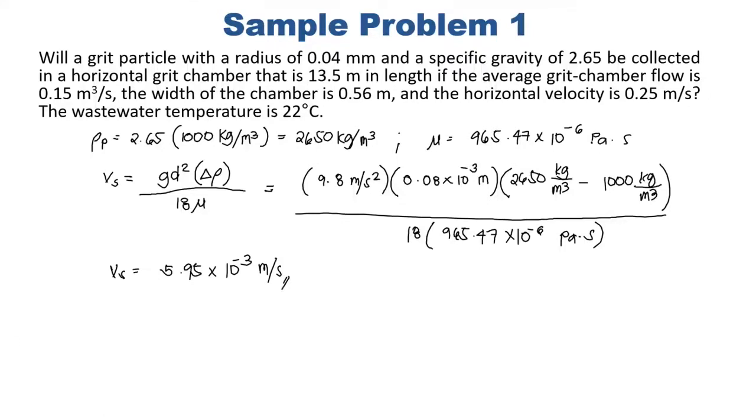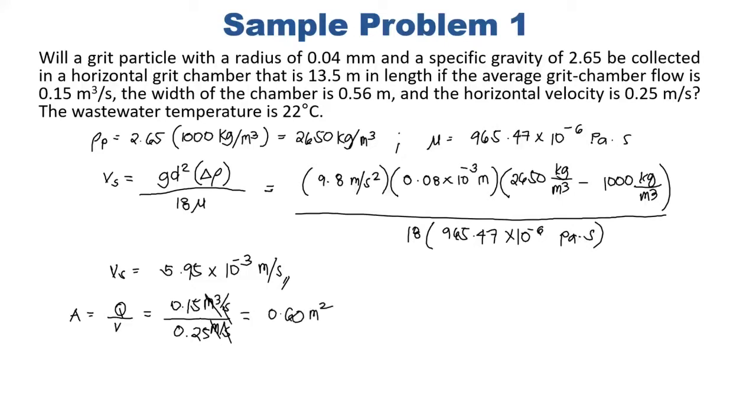Now we already calculated the settling velocity. The next thing we are going to calculate is the area, which is equivalent to the volumetric flow divided by the horizontal velocity. For the volumetric flow, we have 0.15 cubic meters per second divided by the velocity, which is 0.25 meters per second. So we have an area of 0.60 square meters.